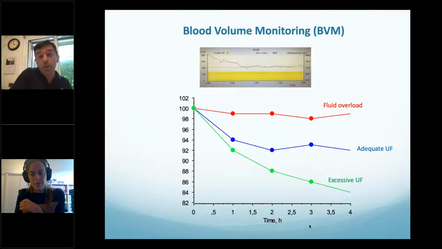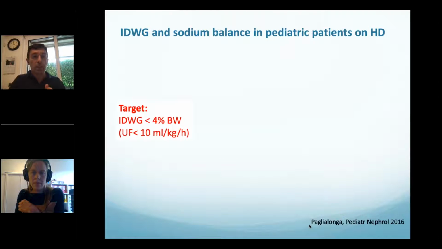Of course, if we reduce the ultrafiltration rate, we may expose our patients to the risk of post-dialysis fluid overload, which is no better than pre-dialysis fluid overload. How to manage this problem?